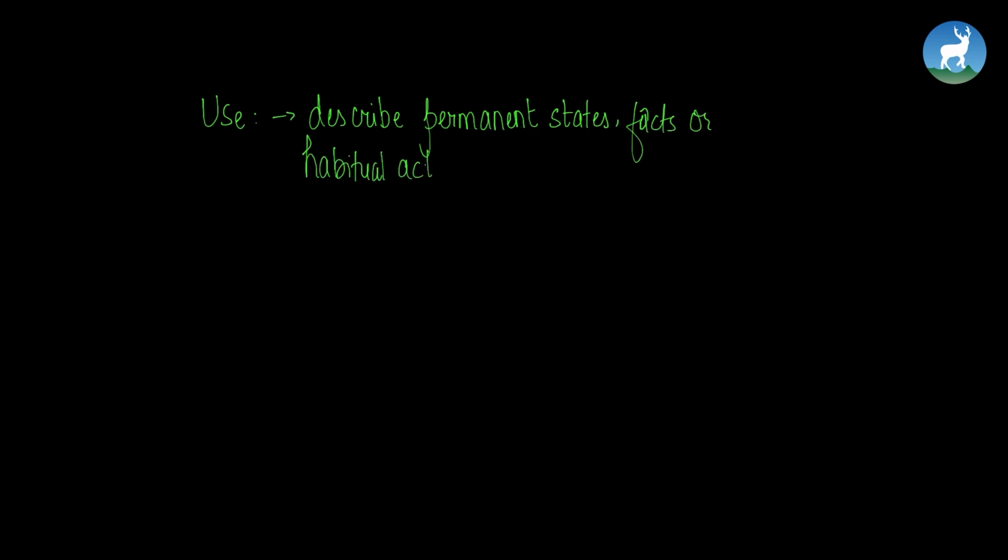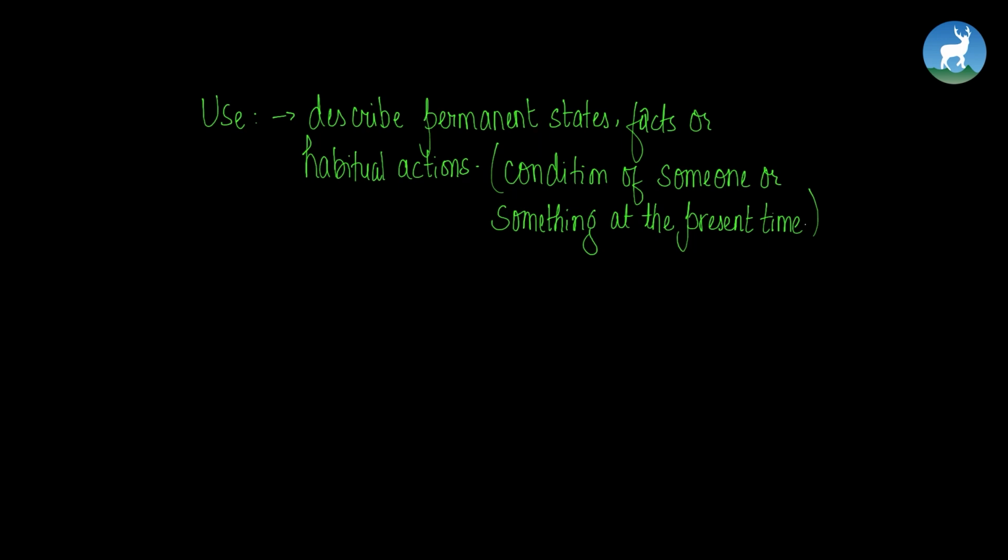Like I just explained, the use: it's used to describe permanent states, facts, or habitual actions, right? Okay, it's basically about explaining the condition of someone or something at the present time. And what was the next thing we learned? We learned that in simple present tense, for the state of being, we use the verbs to be, that is, am, is, and are. So these are the three verbs we use to express the present simple tense for the state of being. So how do we write it?